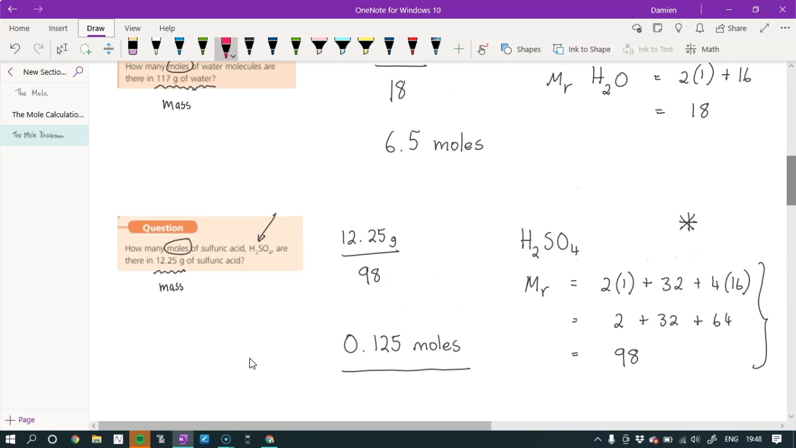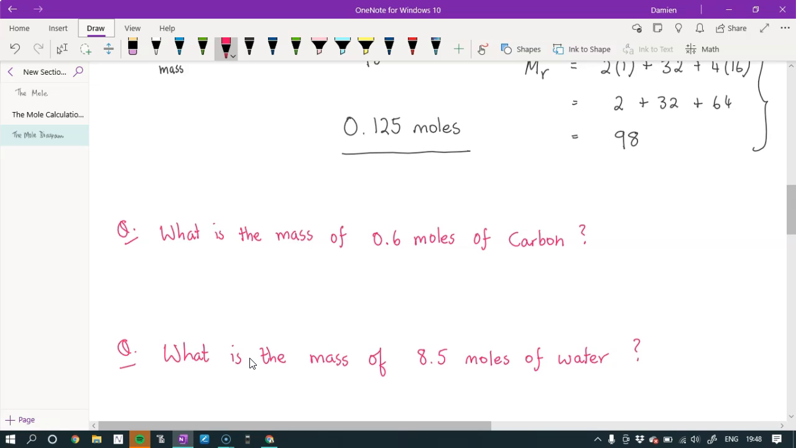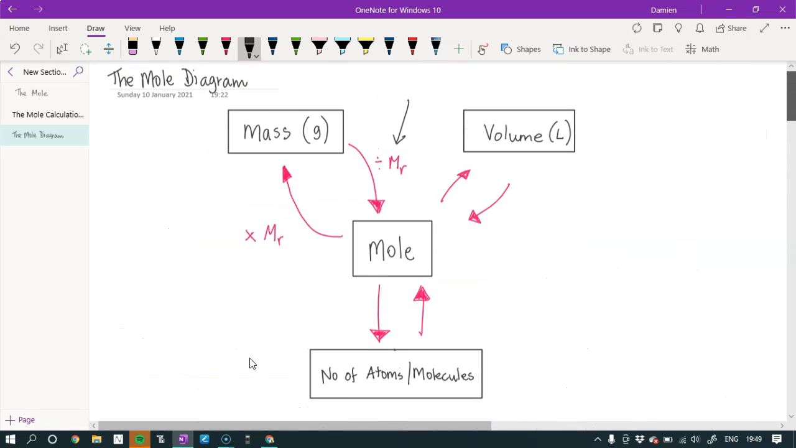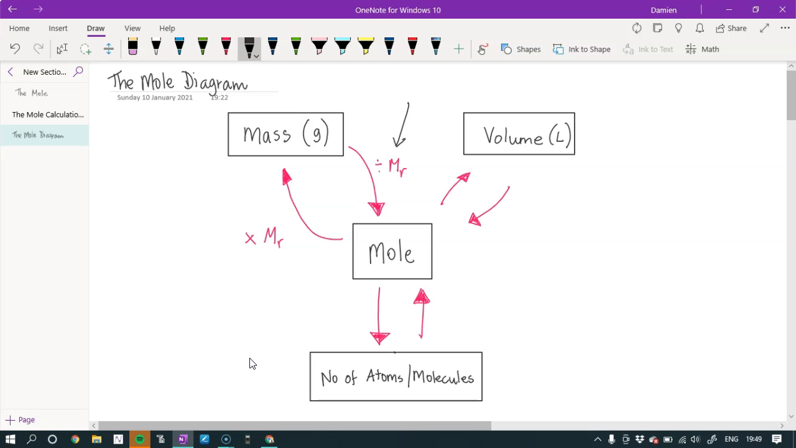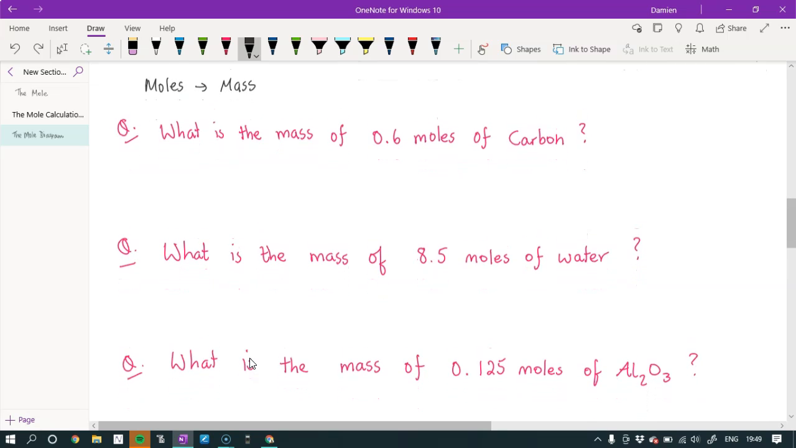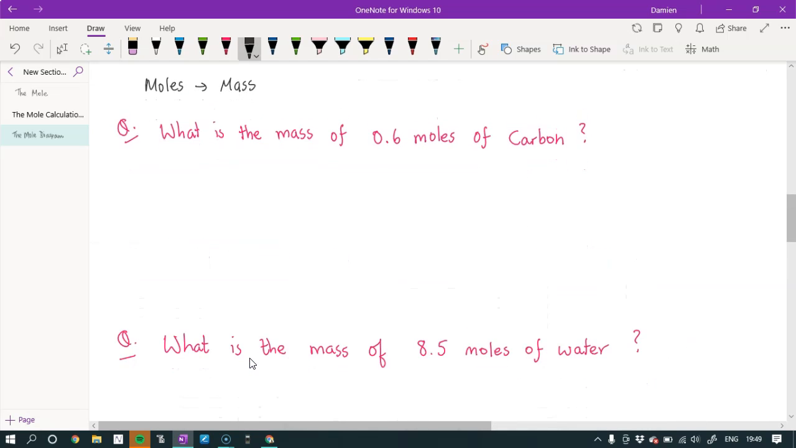Looking at the next couple of questions, this time we're actually going to move from moles up to mass. So let's have a look at our diagram. On our diagram, if we want to move from moles to mass, we're going to be multiplying by the molecular weight. So multiply by the molecular weight to get up to mass. So let's go down and have a look at our question. First question, what is the mass of 0.6 moles of carbon?